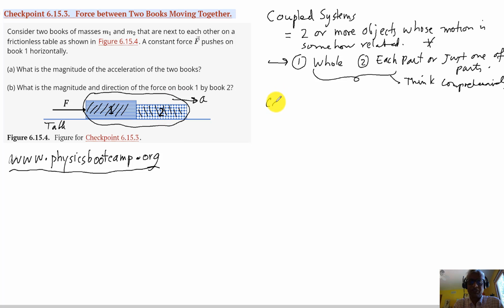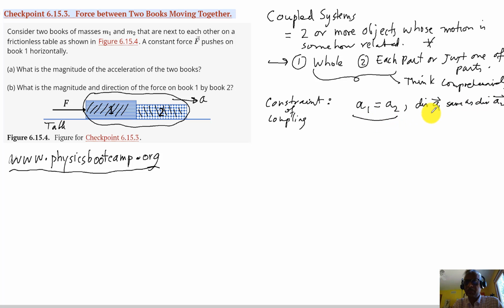So here is the constraint. We call it the constraint of coupling of the motion, which has caused acceleration of 1 to equal acceleration of 2. Also, the direction of acceleration of 1 is the same as the direction of acceleration of 2. Sometimes the magnitude may be the same and the directions different, so there will be problems like that. But here, everything is the same.